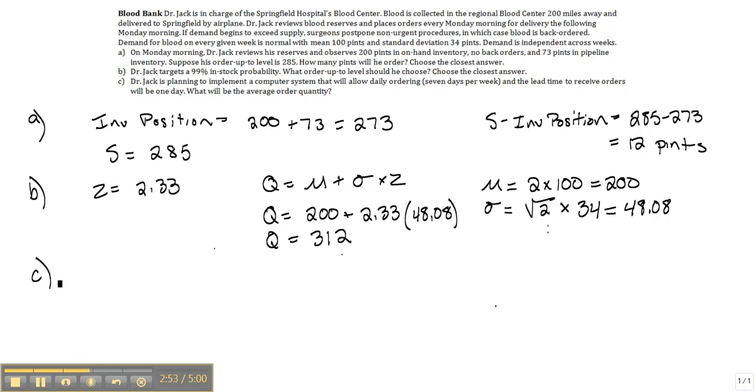Finally, for part C, when we're trying to figure out the average order quantity, the average order quantity is equal to the average demand over a single period. So in this case, since weekly demand is 100, over 7 days in the week, we realize that the average demand would be 14.3 pints, and that's the order quantity that Dr. Jack should plan.